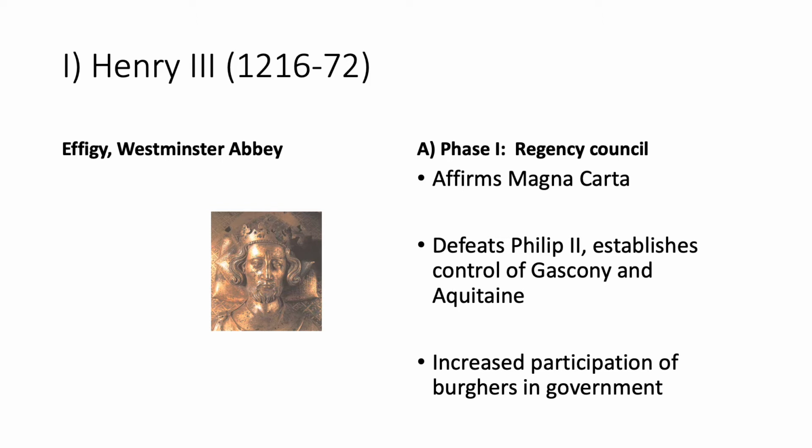So Henry first has to deal with ending this first Barons' War. He is only 9, so it's not like he's actively governing yet. There is a regency council put in place, particularly leading members of the church who still very much support Henry and a strong English monarchy.